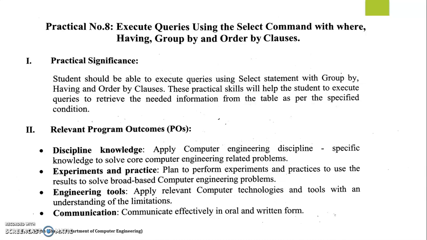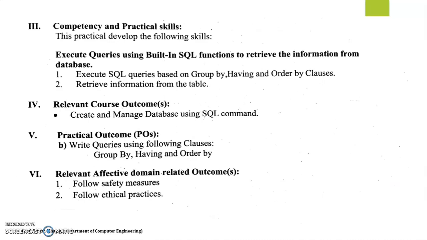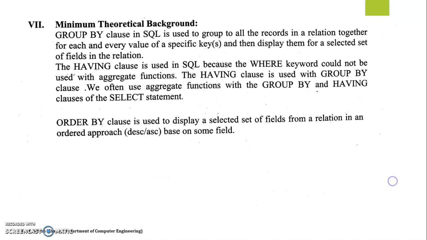Relevant program outcomes achieved are discipline knowledge, experiment and practice, engineering tools and communication. Competency and practical skills: this practical helps in developing the following skills such as executing the SQL queries based on group by, having and order by clauses, retrieve the information from the table. Relevant course outcomes are create and manage database using the SQL commands. Practical outcomes achieved: writing the queries using the clauses. And relevant affective domain related outcomes are follow safety measures and follow ethical practices.